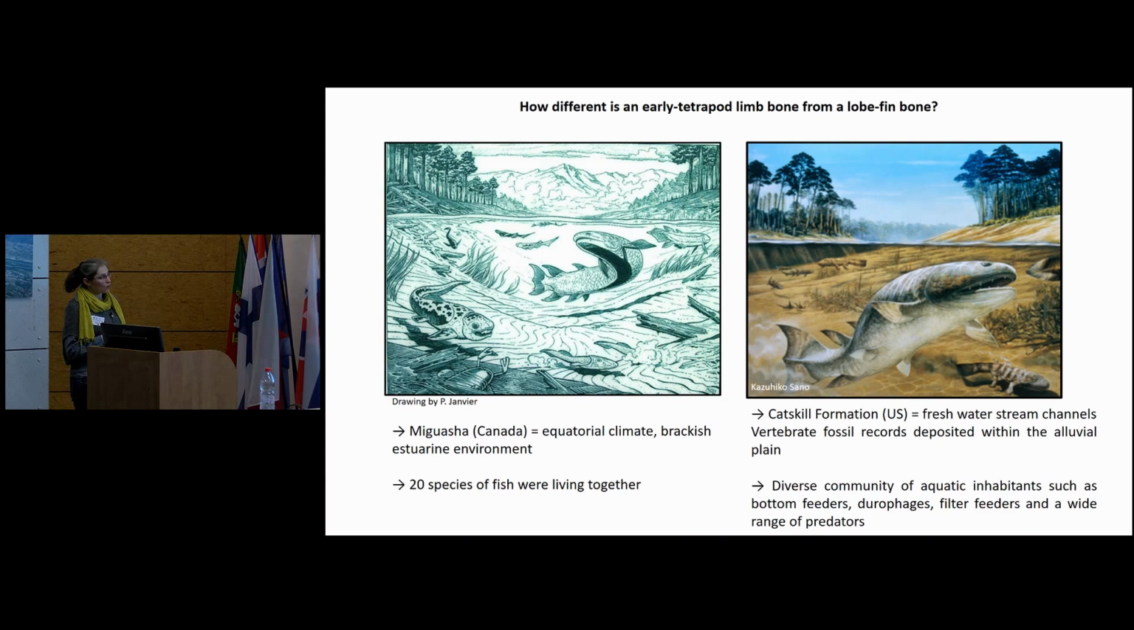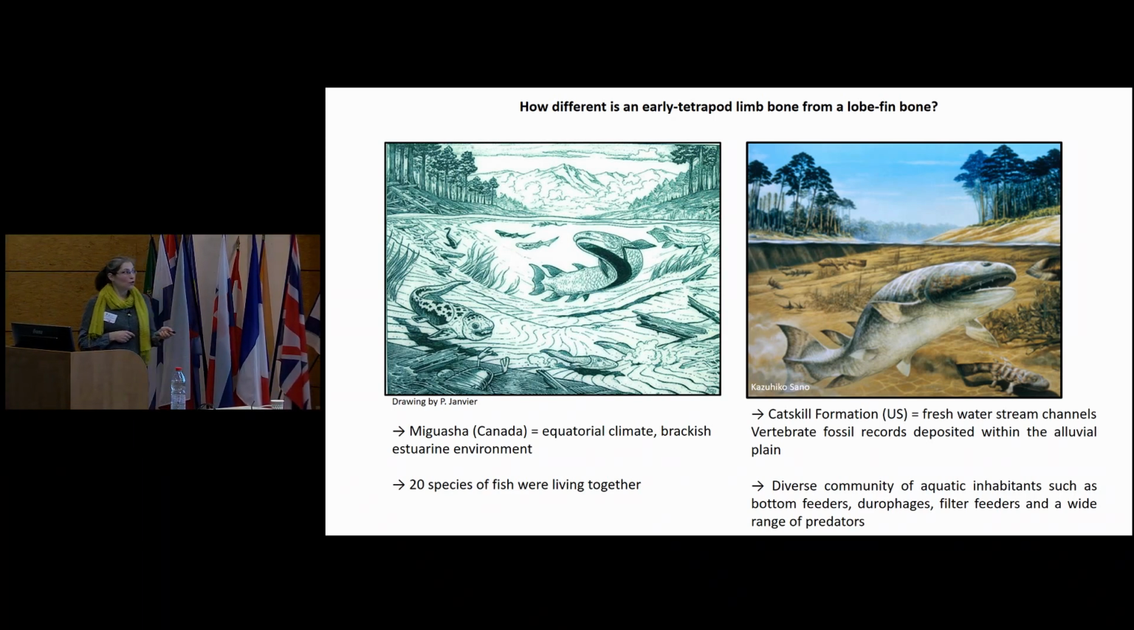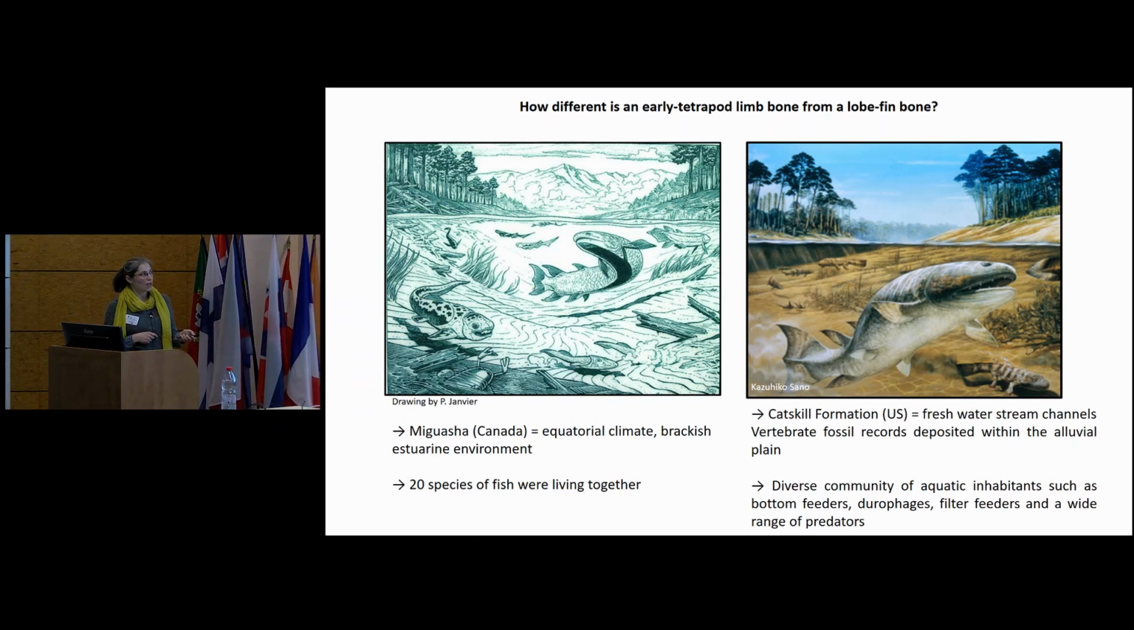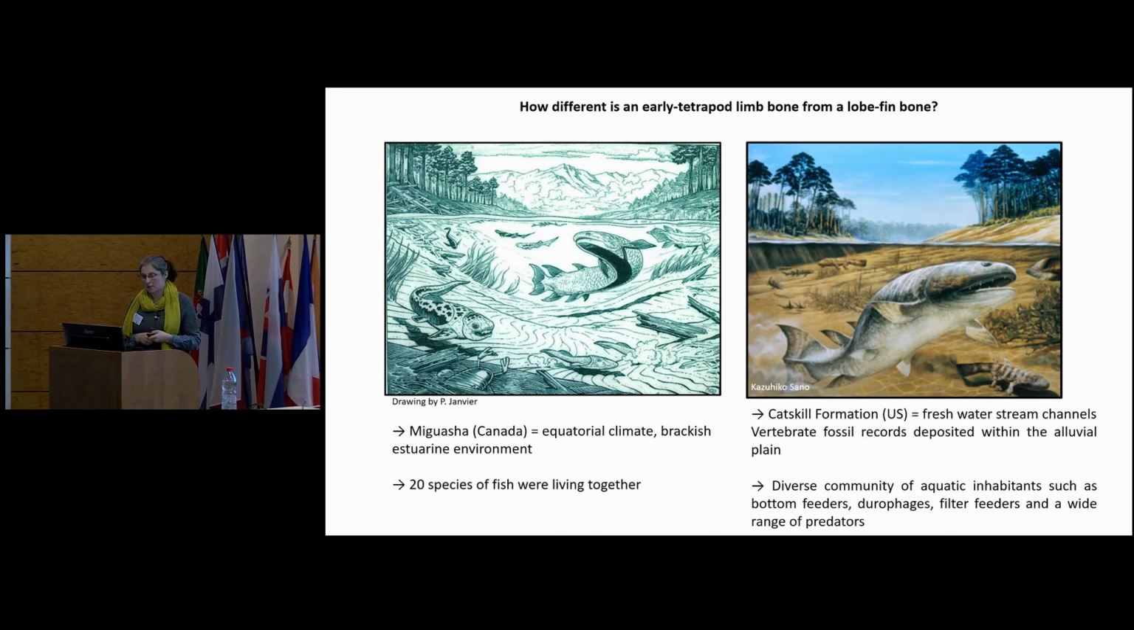So as well, that was an equatorial climate with a brackish estuarine environment, and it was living among about 20 species of fish. And you have here Hyneria, coming from the northern part of the US, Catskill Formation, freshwater stream, and alluvial plain. And it was as well living within a diverse community of aquatic animals.